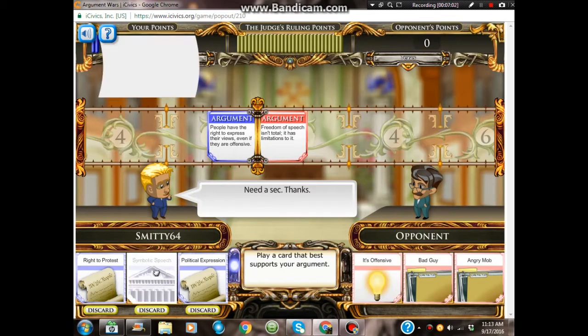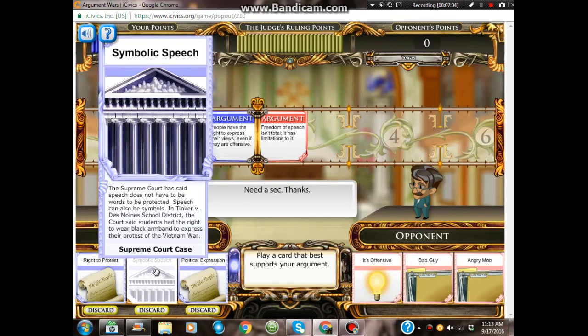Now let's look at this. I'm probably going to have to choose one of the constitutional ones. Symbolic speech. The Supreme Court has said speech does not have to be words to be protected. Speech can also be symbols. In Tinker v. Des Moines School District, the court said students had the right to wear black armbands to express their protest to the people.